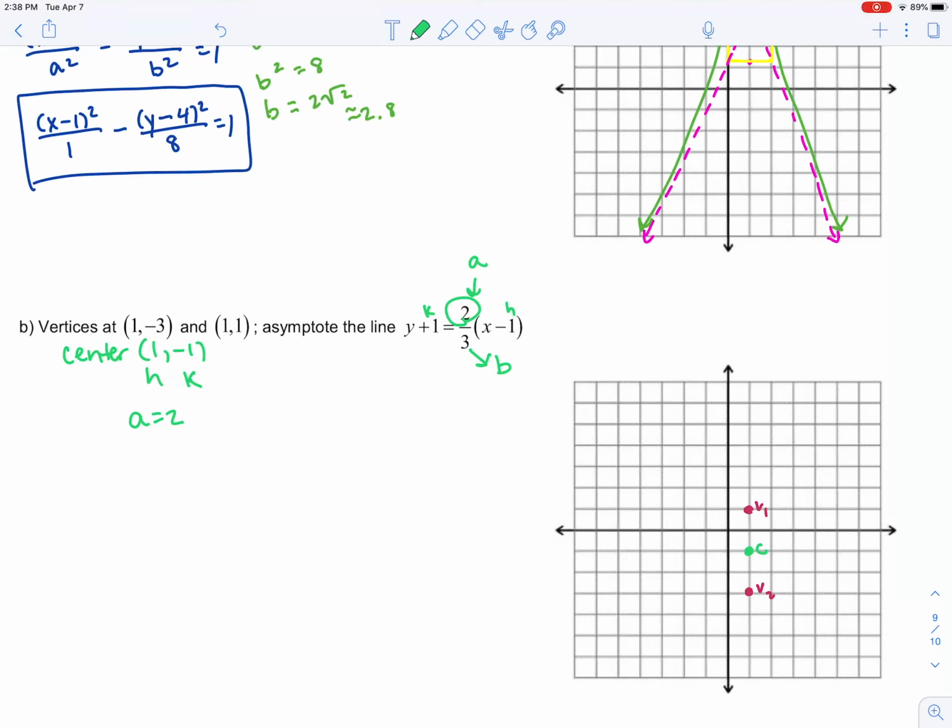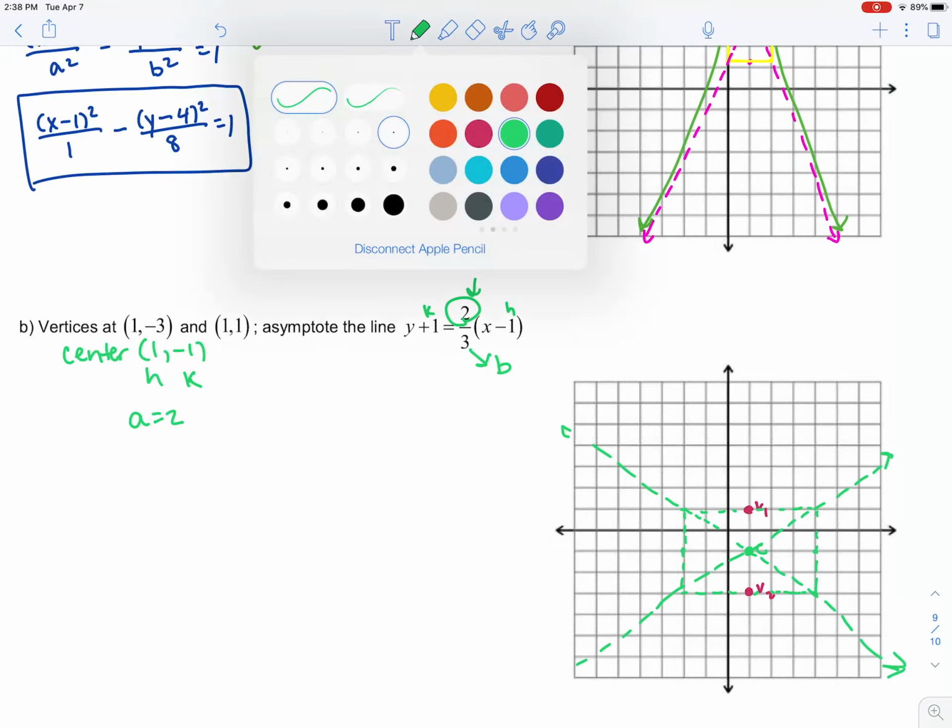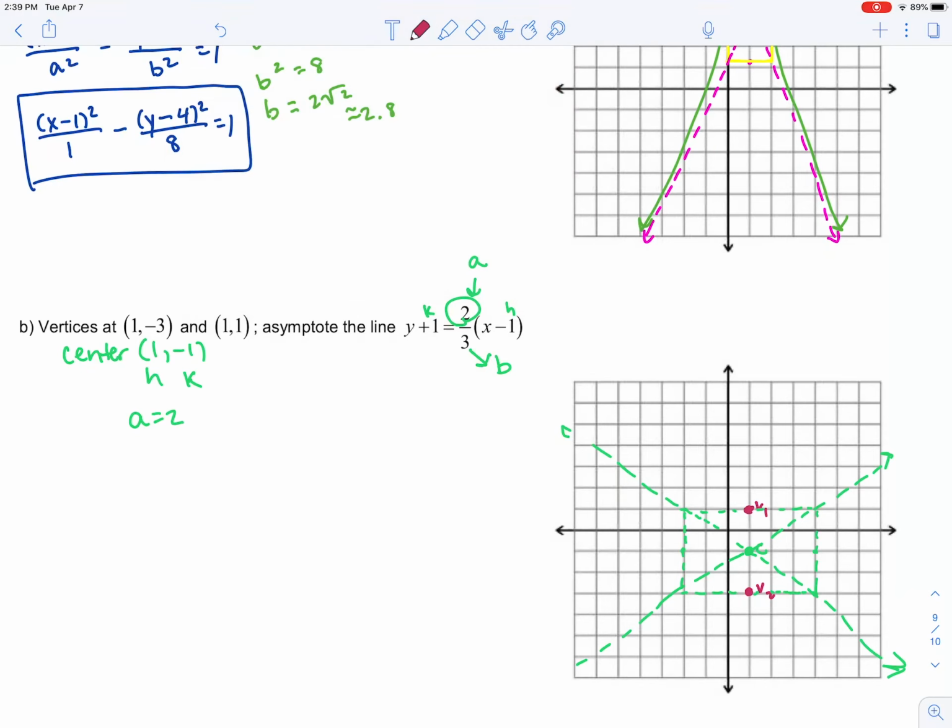Remember, I can use that b value to help me draw in my rectangle. So if I go 3 units to the left and to the right of the center, I can use that to draw in this rectangle, which will help me to draw in my asymptotes. Okay, so the asymptotes go through the diagonals of the rectangle. So something like that. Looks okay. Same for the other diagonal. So it looks something like this. And then I can use that to guide my branches for my hyperbola.